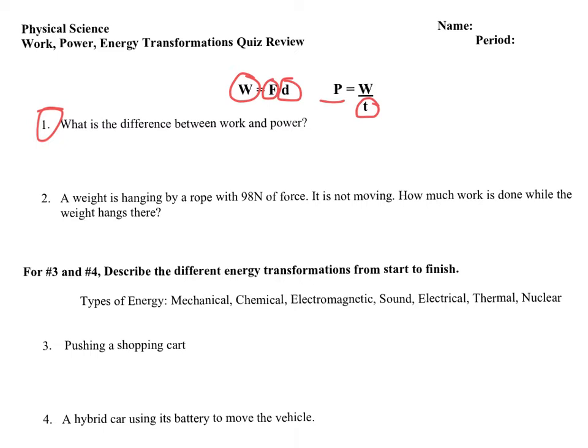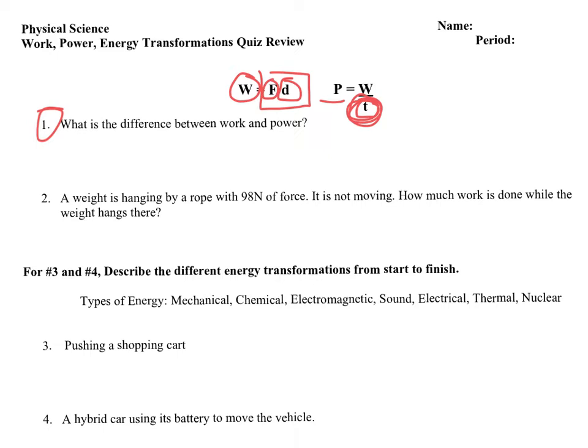So work, no matter what, doesn't matter how fast you're doing it. So I could pick up a huge amount of textbooks and move it across the room, and so could you. Now, you might go faster than me, but we still did the same amount of work because we used the same force and the same distance. However, since you did a different time than me, our powers would be different. So that's about the main difference between them.